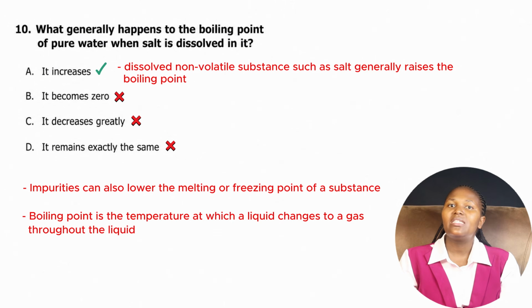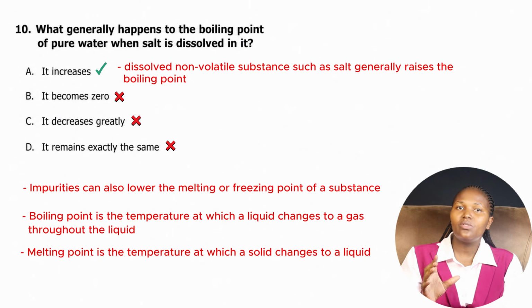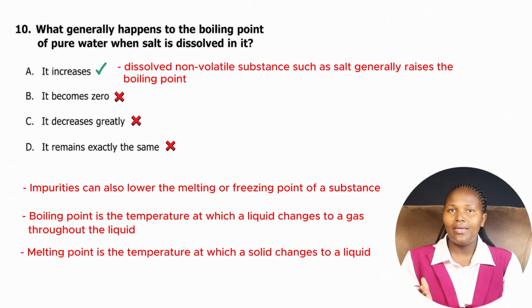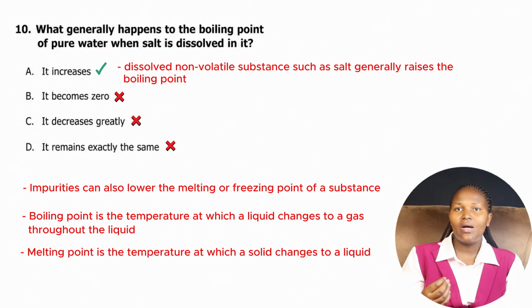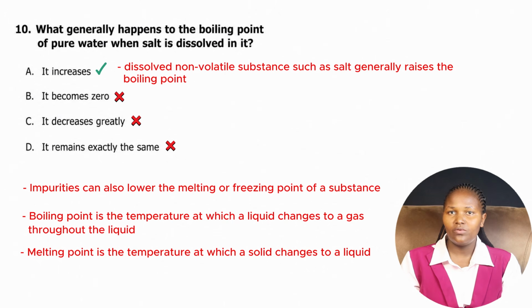The boiling point is the temperature at which a liquid is changing state from liquid to gas throughout the liquid. The melting point is the temperature at which a solid changes to liquid, so it's melting. So as a learner in grade 8, you are not just to memorize temperature, but you are supposed to understand that impurities affect the changes of state.